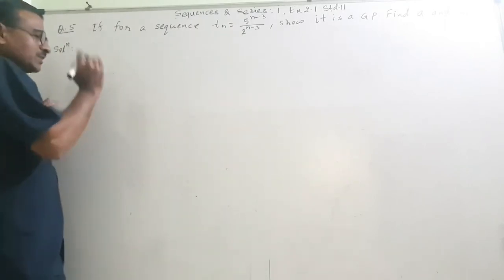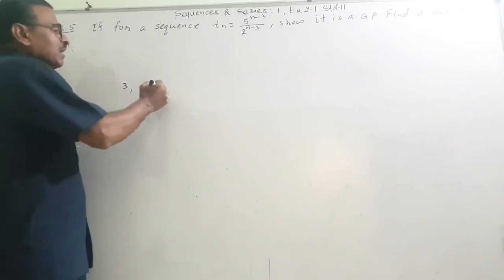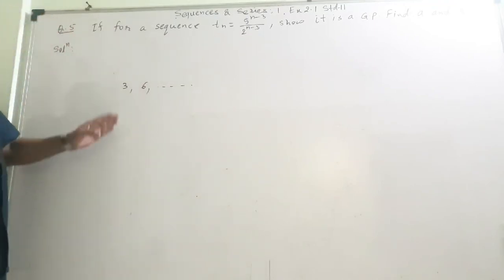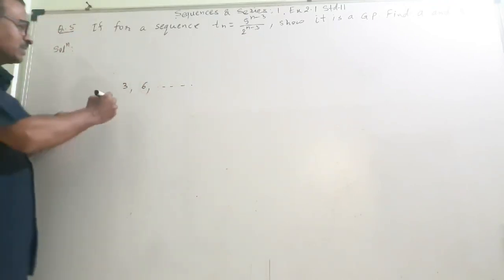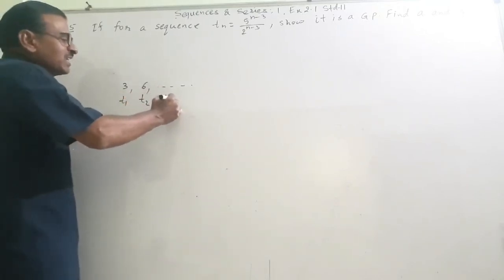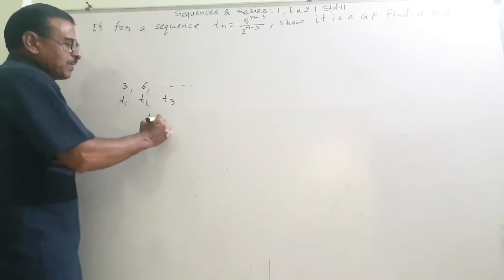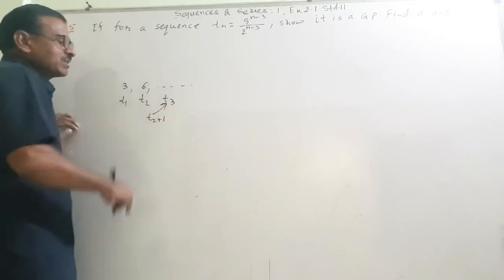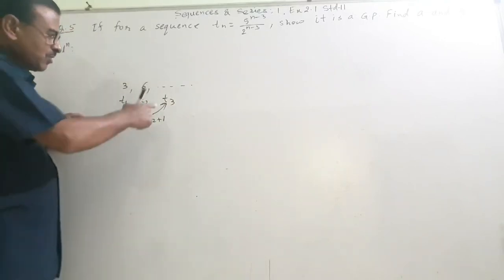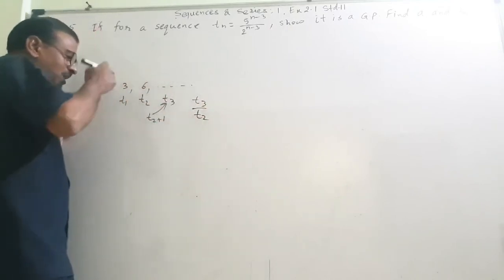See this. Suppose it is a GP, 3, 6 and so on. What is the next term? This is T1. This is T2. And here what is the term? T3. How did you get it? T2 plus 1 will give you this term, or the next term. And if I have to find the ratio, I will find T3 upon T2, this way. Next term upon the earlier term.